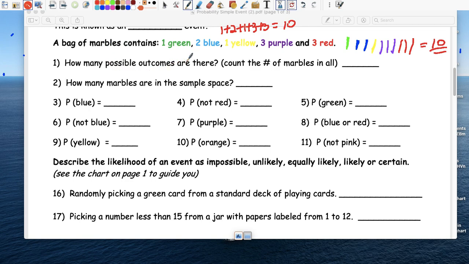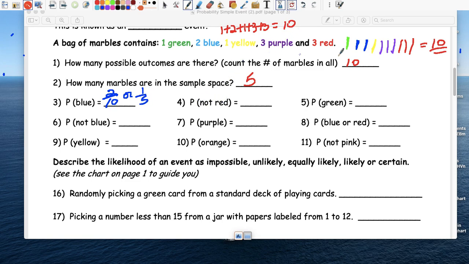How many possible outcomes are there? Well, there's 10 different outcomes. How many marbles are in the sample space? How many different colors? I can get a green, a blue, a yellow, a purple, a red, so that's 5. Right? So let's go for the probability of blue. Blue is 2 out of 10, or 1/5.